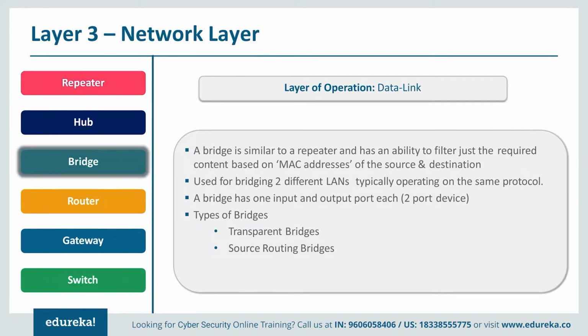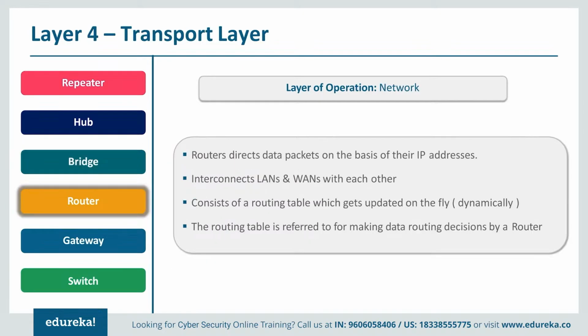Bridge is similar to the repeater and has the ability to filter and forward content based on the MAC address. Router, it's a very important thing. It works on layer 3 and it is an intelligent device wherein it can make communication between two different networks. The switches, hubs, the repeaters work on a single network, single subnet. They cannot communicate between networks. But the router, it's an intelligent one. It can communicate between multiple networks and also route traffic between multiple networks.